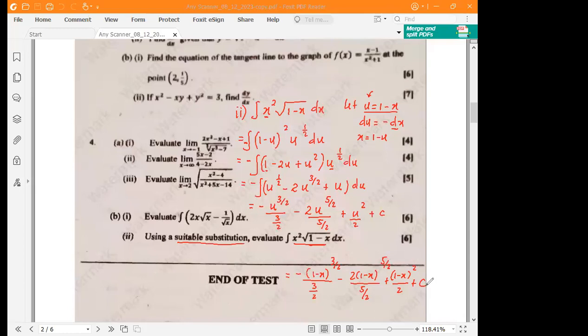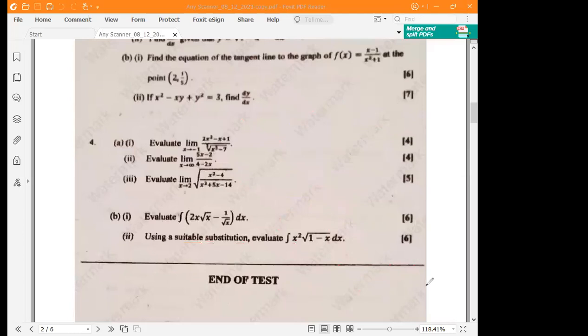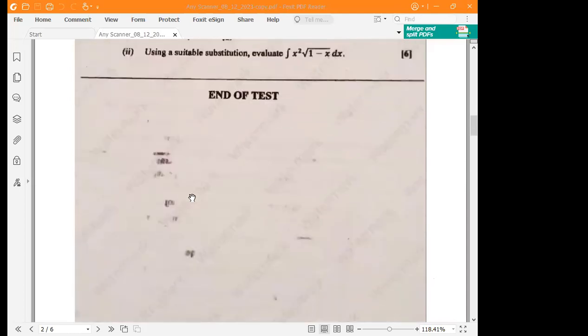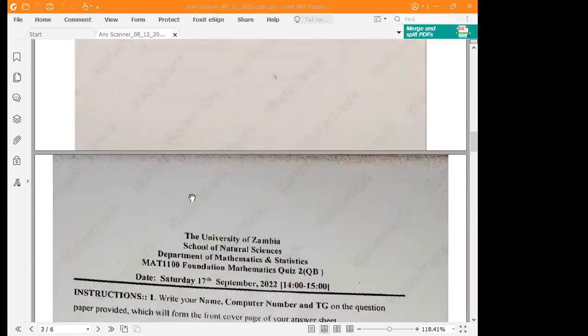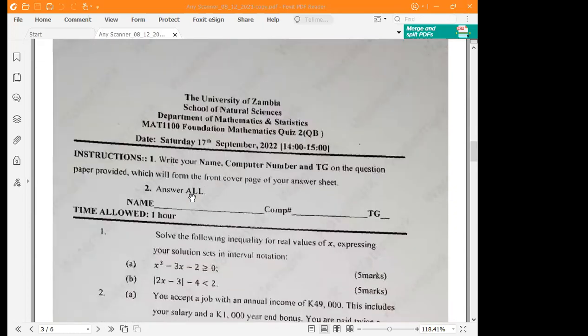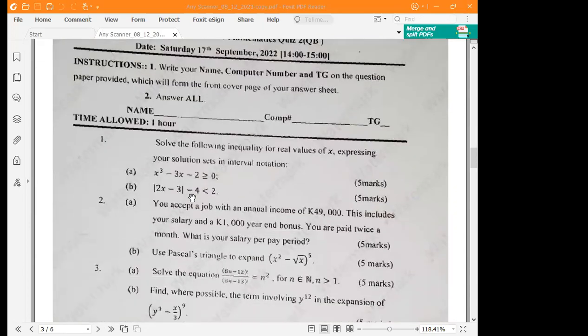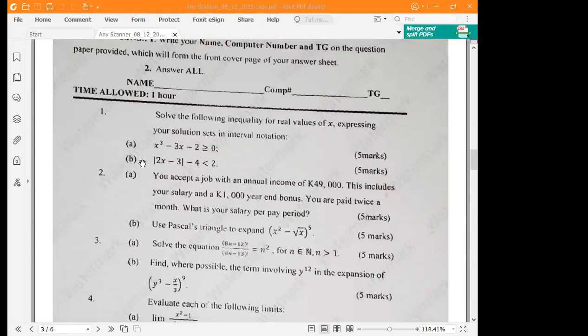Next, we go to, if you have some more questions, this is the field, written down first.